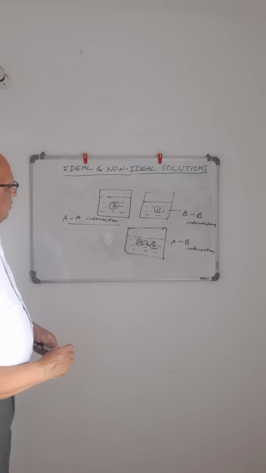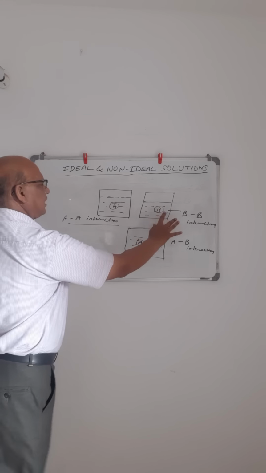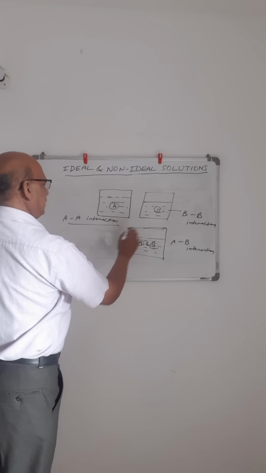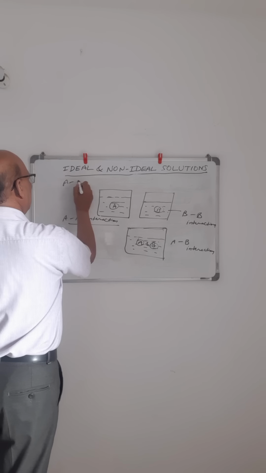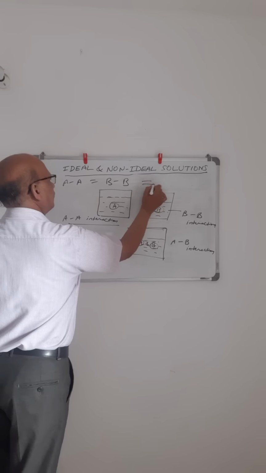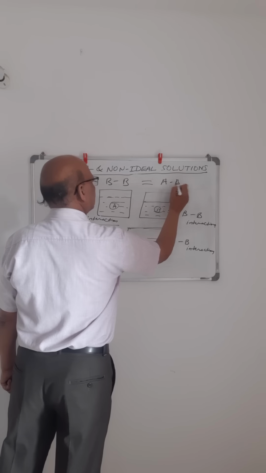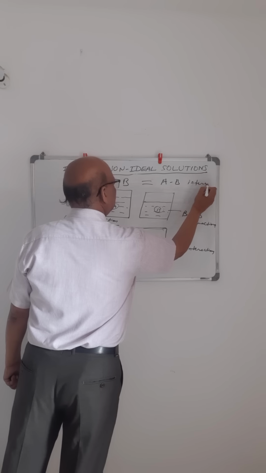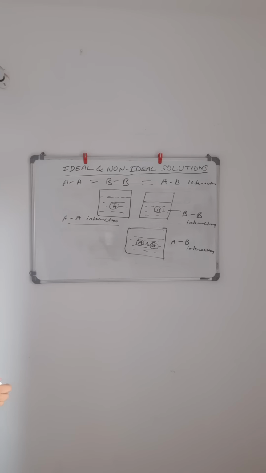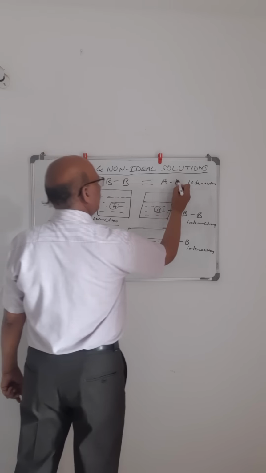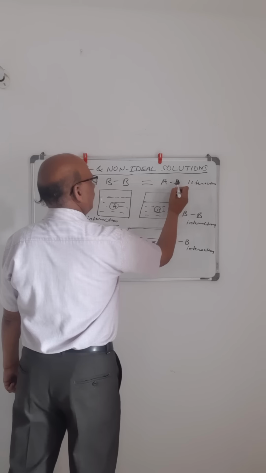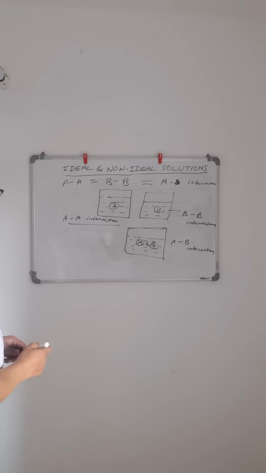Okay. So if these interactions are almost same, that means AA interactions is equal to BB interactions is equal to AB interactions. अगर ये interactions almost same हैं, then we will say that these liquids A and B form an ideal solution. Okay. Why is it so?